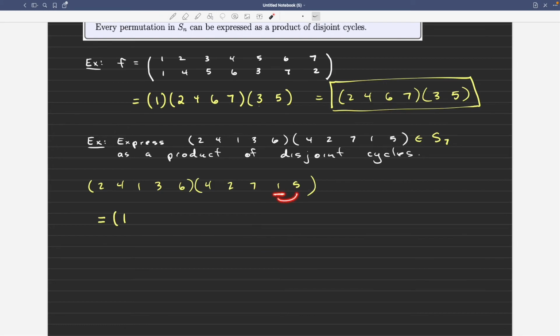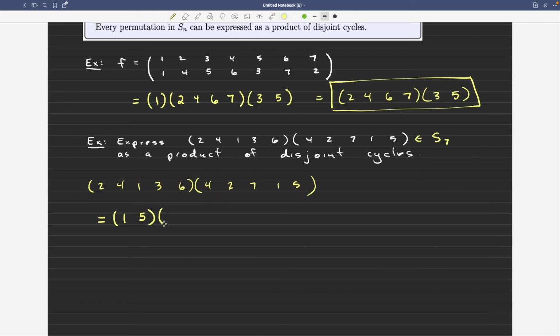Well, that 1 maps to 5. Now 5, I have to take that output and put it into the second cycle. But notice that there is no 5 there, so 5 just goes to 5. So 1 maps to 5 in this composition. And now let's see what happens to 5. I start with 5 in the rightmost cycle. It goes to 4. And then I see that 4 in turn maps to 1. So in the composition, 5 maps to 1. So that means this cycle wraps off.